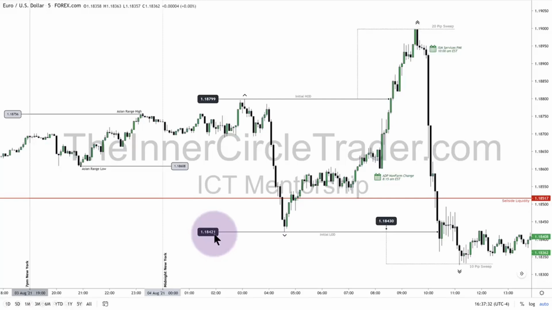So the round up to the nearest pip would be what? 118.43. That's what you have here, noted. 10 pips down below that price takes us here at 118.33 even. And it goes just below by a hair, and that's a 10 pip sweep there.